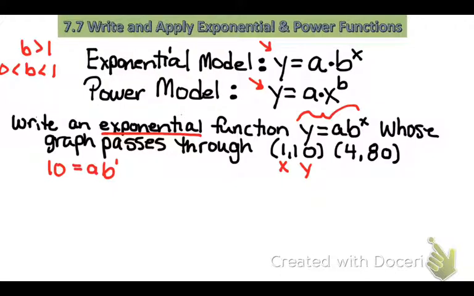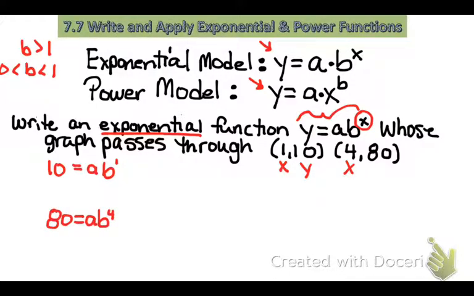Because we have two variables, a and b, we need two equations. If we had 3 variables, then we would need 3 equations and so on. So my next equation is going to be y is equal to 80 equals AB, and the x value is 4.